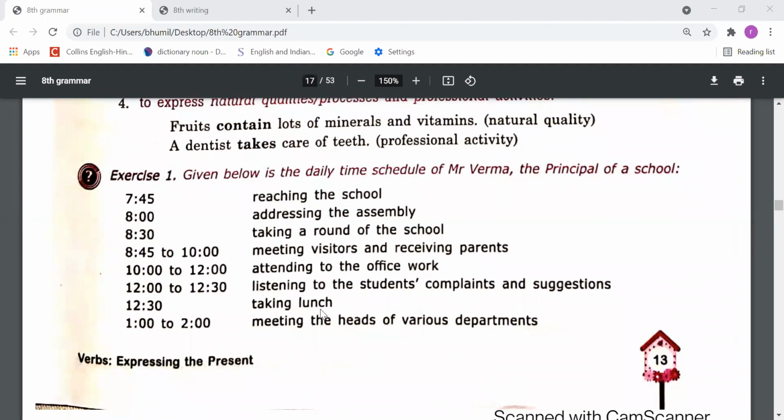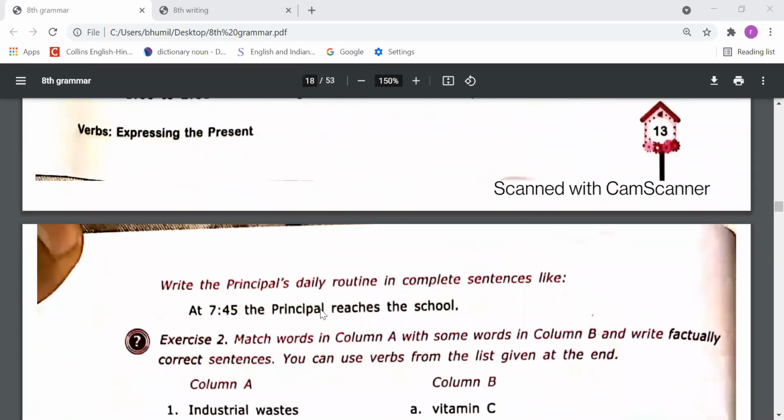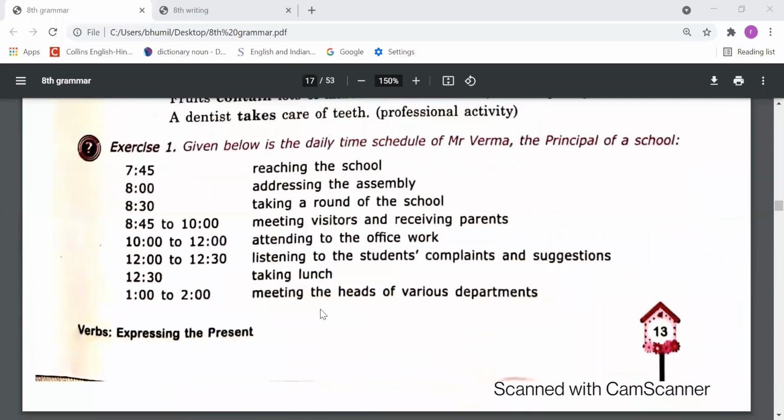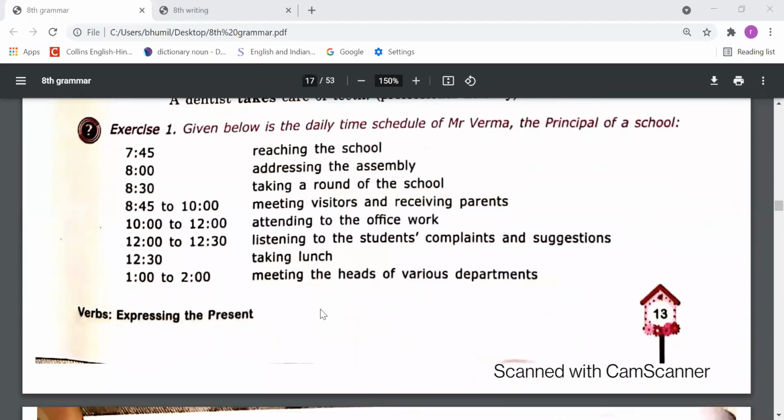So let's see what's written on the next page, what to do with this. Write the principal's daily routine in complete sentences, like at 7:45, the principal reaches the school. So dear students, you have to do this exercise. Timing and activities of a principal are written here, and his name is Mr. Verma. You need to imagine that Mr. Verma is the principal of your school, and now you need to express all the activities of Mr. Verma in simple present tense.